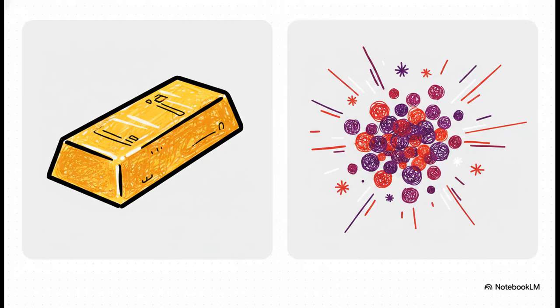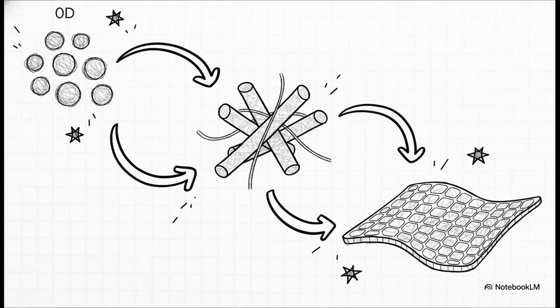A really perfect example of this paradigm shift is gold. Bulk gold is that shiny yellow stuff you might wear on your finger, and it's relatively unreactive. But if you shrink that exact same element down to the nanoscale, quantum effects literally make the gold particles appear red or purple. It's wild. It's the exact same fundamental material, but simply changing its physical size completely alters its optical properties and makes it highly reactive.